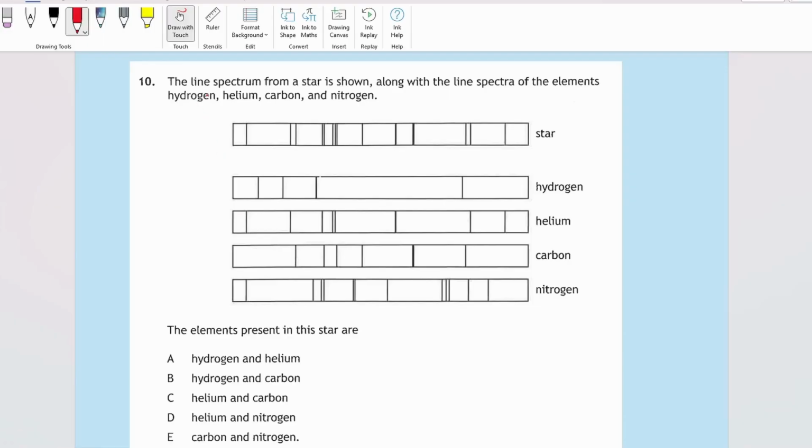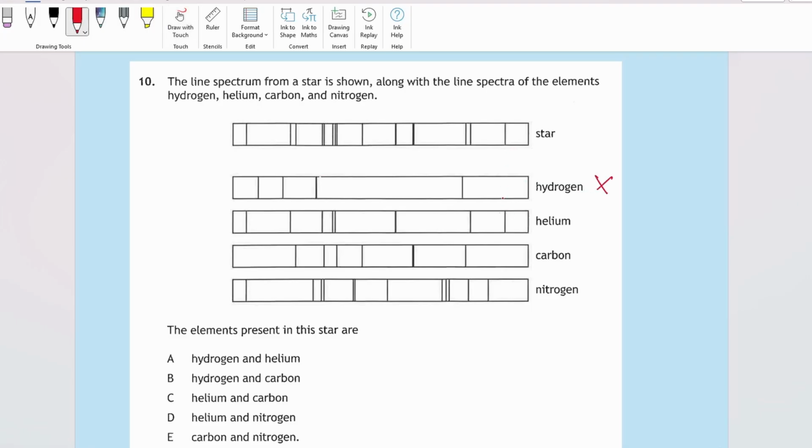Question 10 says the line spectrum from a star is shown, along with the line spectra of the elements hydrogen, helium, carbon, and nitrogen. The elements present in the star are. So here it's just a case of probably using your ruler in the exam and matching up the lines with the elements. So let's see here. Let's do hydrogen. So there's a line here and there's a line here, but they don't match up. This bold line here does not match up, so it's not hydrogen. We can put a cross next to that.